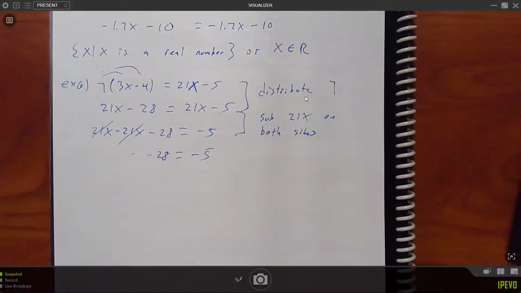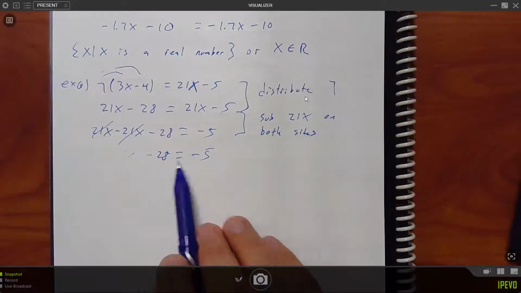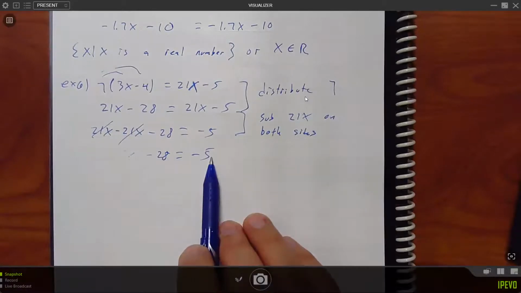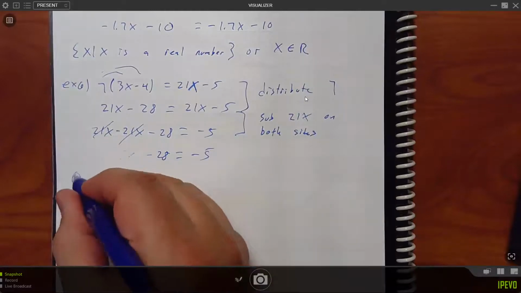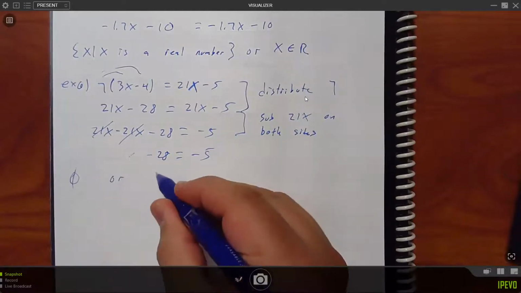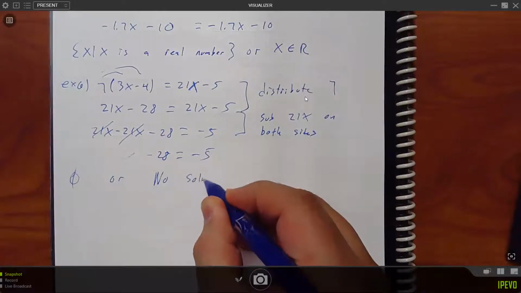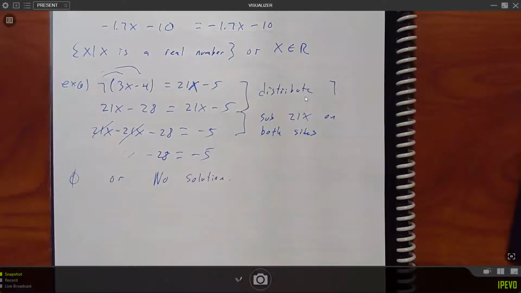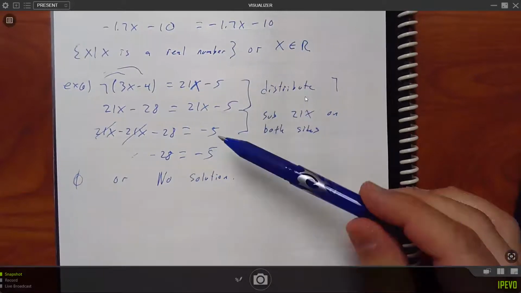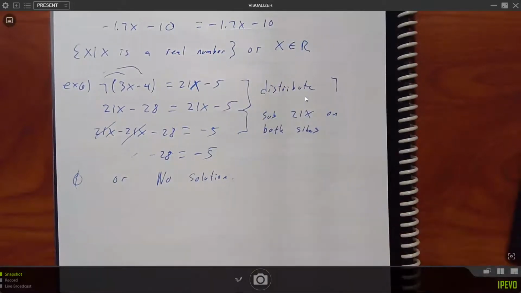So what do you notice at this point? There's no more x's, right? Is negative 28 equal to negative 5? No, there's no solution, so you would just write no solution. So just stop at this point. As soon as you see something that is false, don't do any more work.